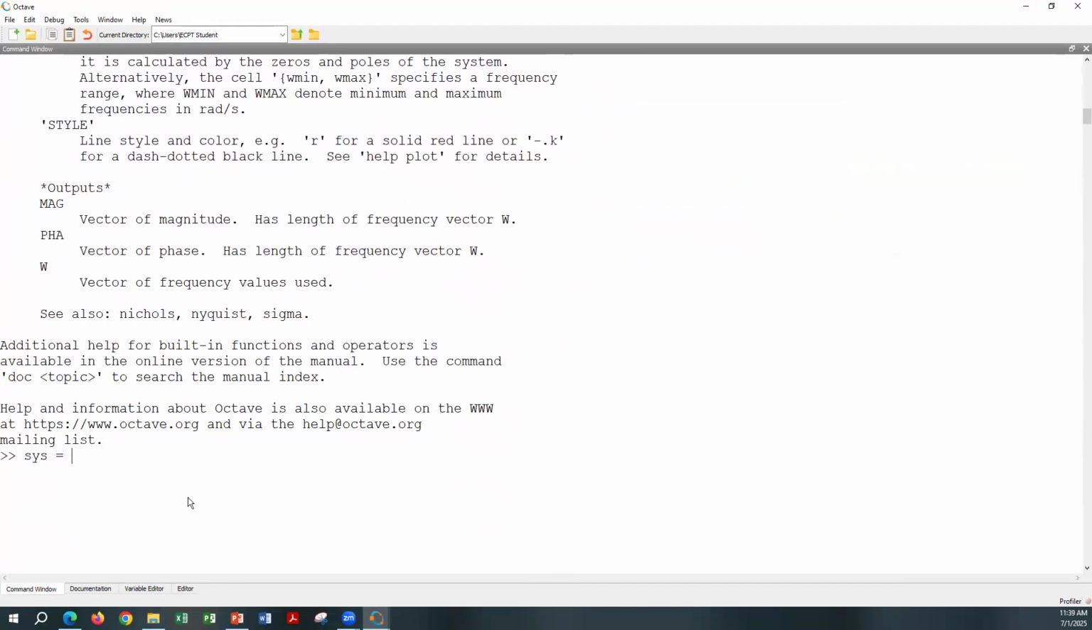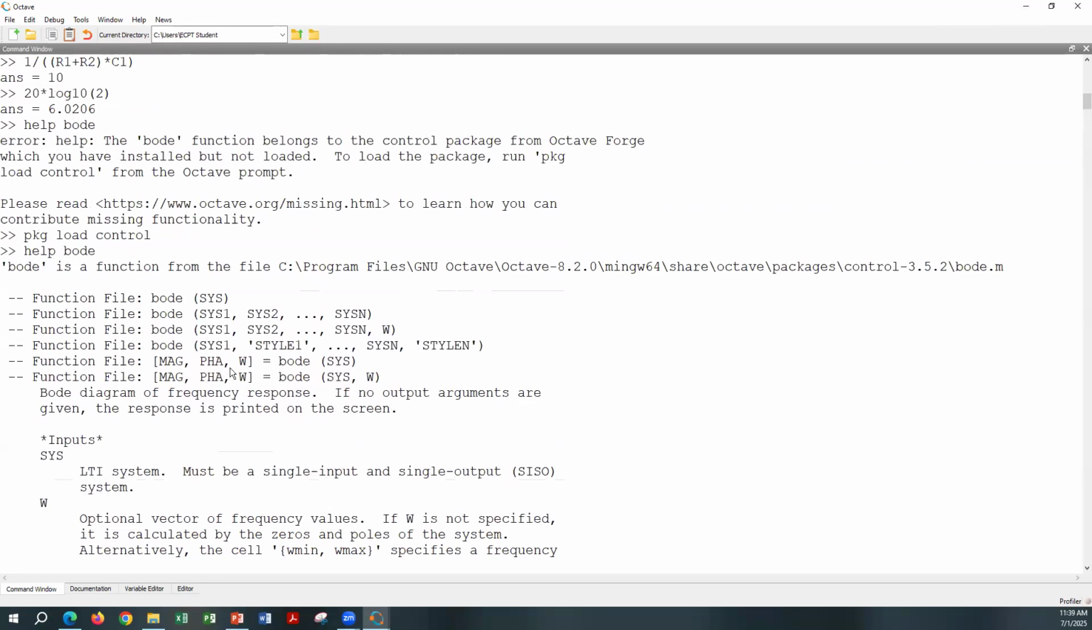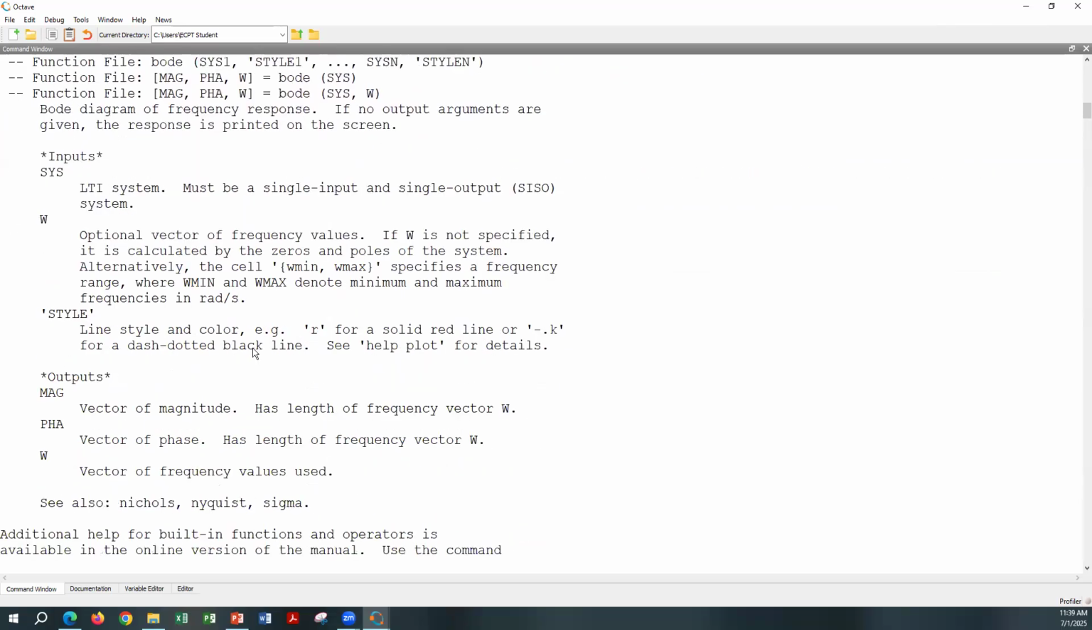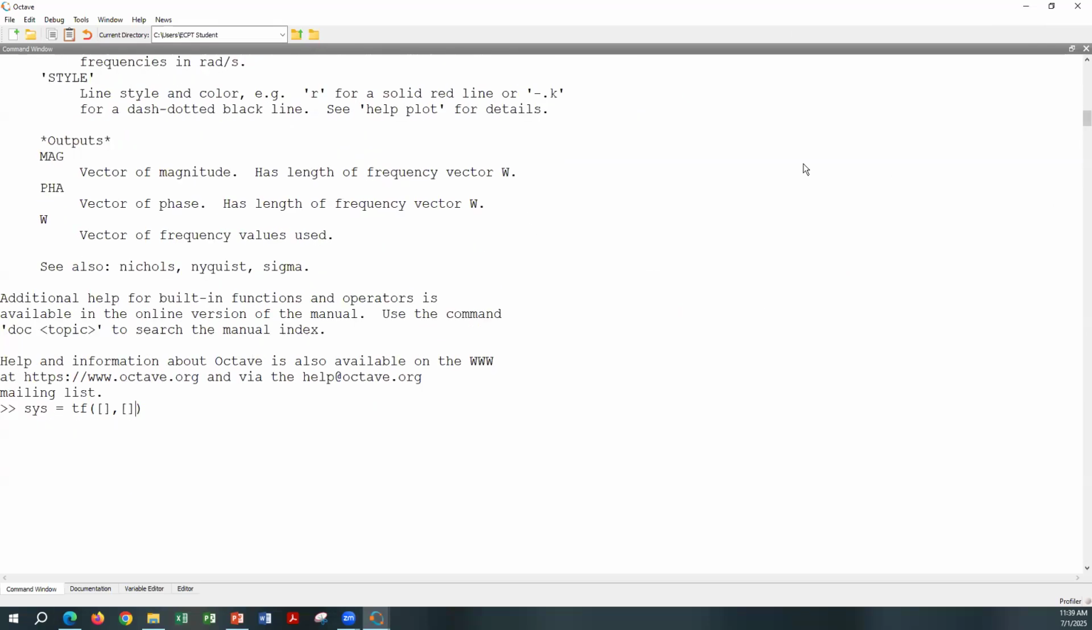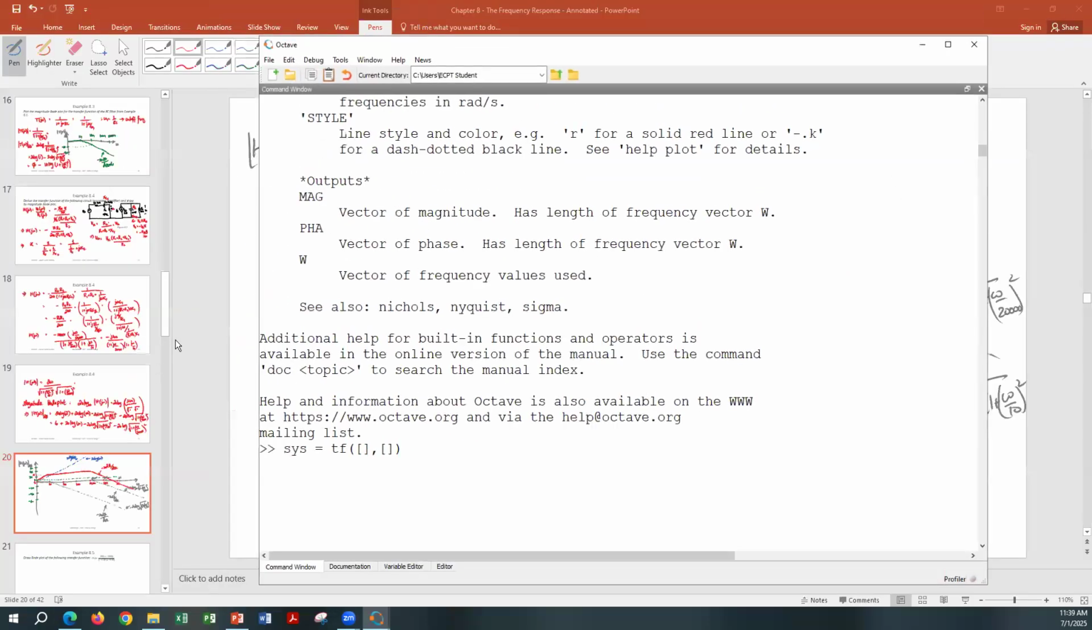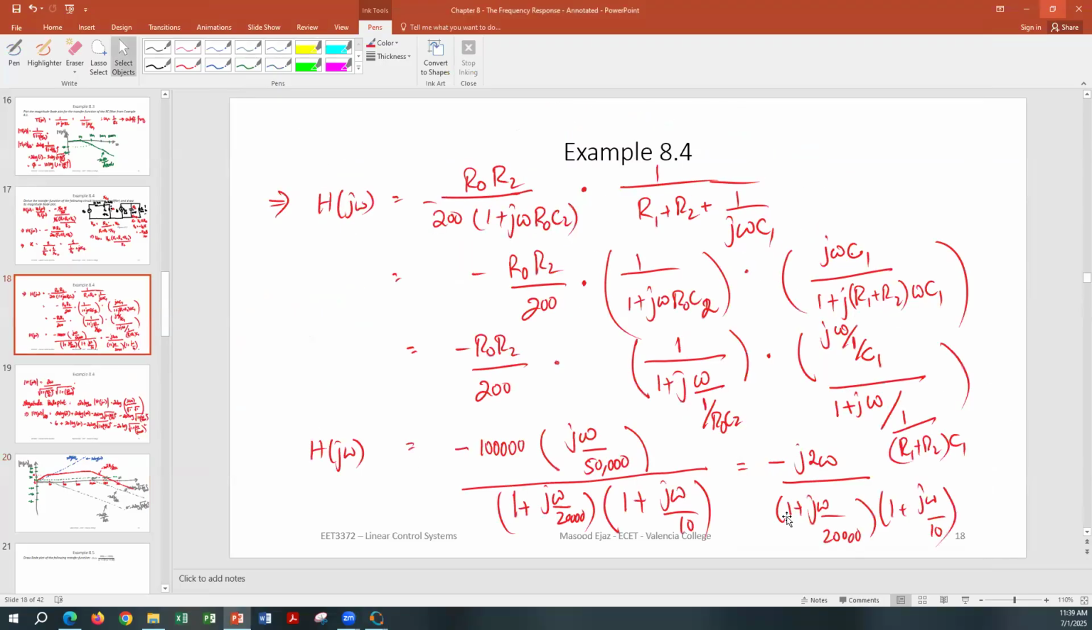So system is equal to transfer function. And again, Bode plot, as I said, let's see, system is how they're defining the system. I think they're defining the system as H of s. Let's see, the system that we have, we define it. So that's going to be s over 50,000, or right here.